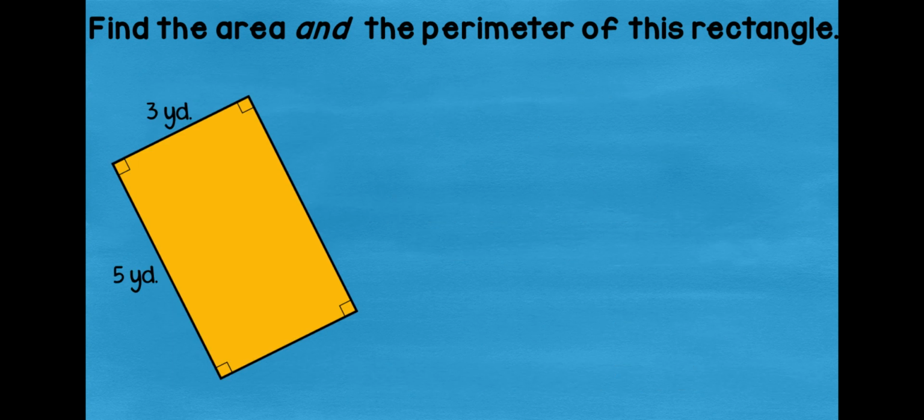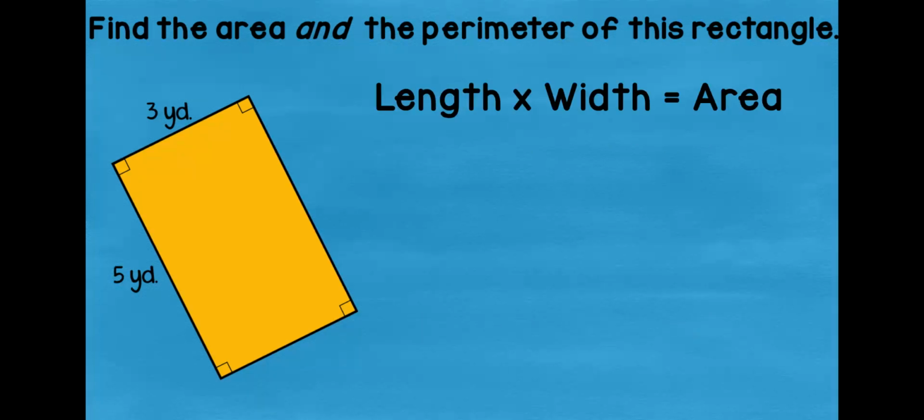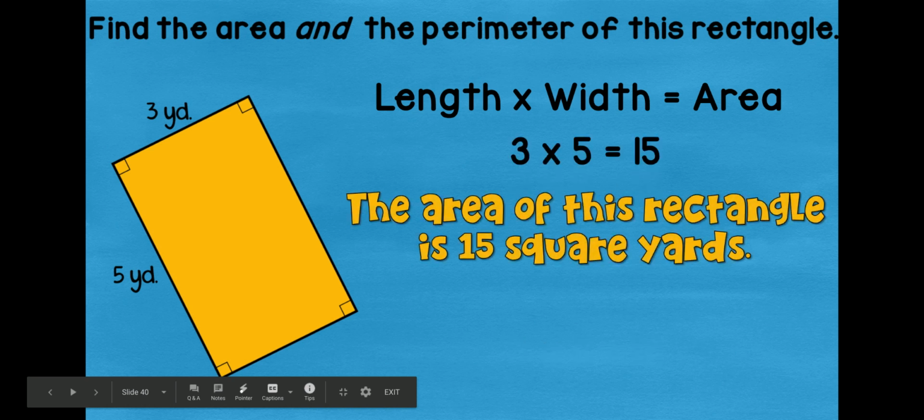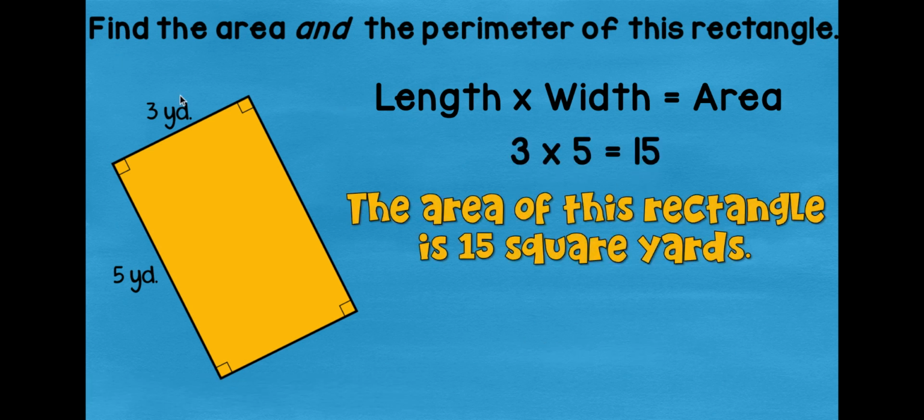And the last one, find the area and perimeter of this rectangle. Go ahead and pause the video now. All right, so for the area, multiplying the length, 3 times the width, 5, 3 times 5, hopefully you got the answer of 15 for 15 square yards.